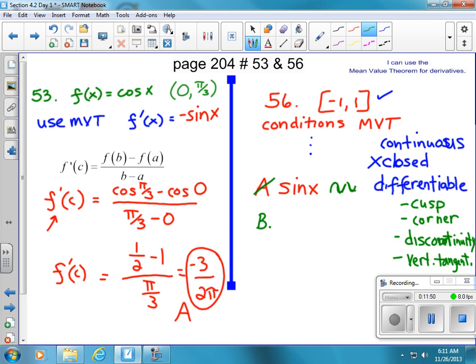B is inverse sine of x. That just flips sine sideways. So that is also differentiable on that -1 to 1. X to the 5/3. Okay, so x to the 5/3 takes something to the 5th power and then takes the cube root of it. And what's our next one? X to the 3/5.